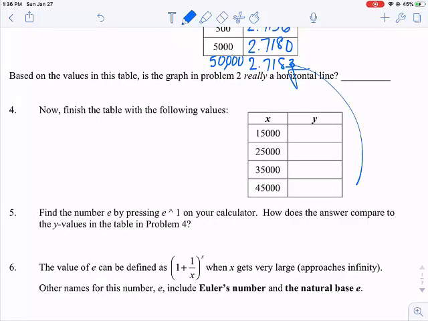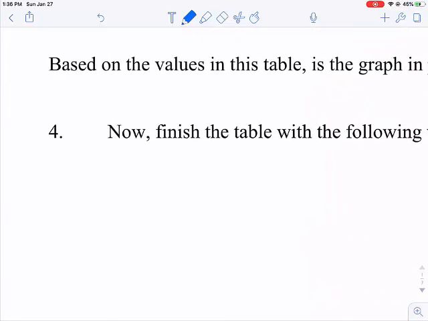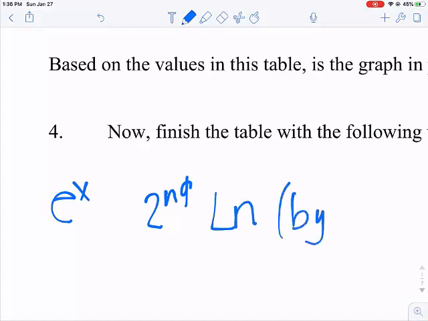Go back to your home screen, and I want you to press e to the 1 power. And the value e is actually found on your calculator in 2 places. I'm going to write down those places for you. If you want an e to the x, so if you want to actually put in an exponent, that's found on second, and it's the LN button, which is located by the number 4. The other place is if you just want the e, and then if you choose to put in an exponent, that one is found on second division sign.